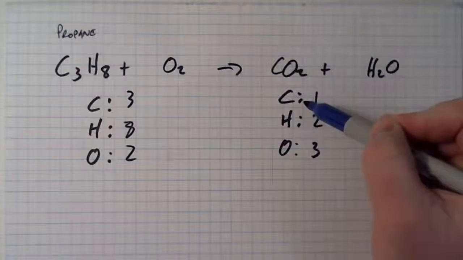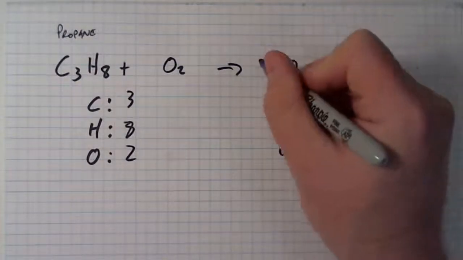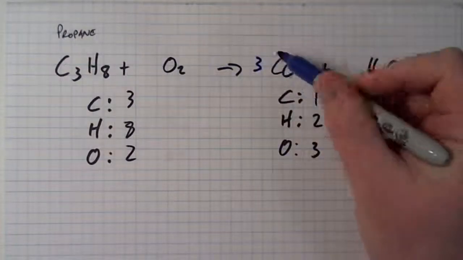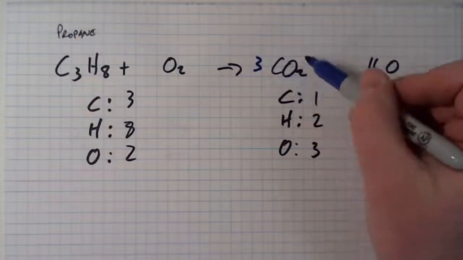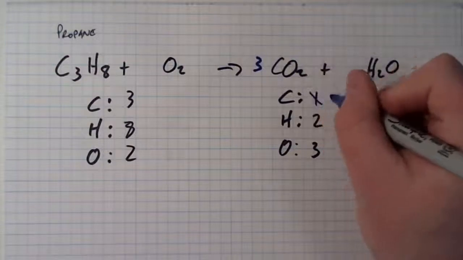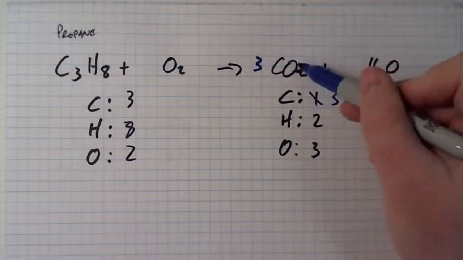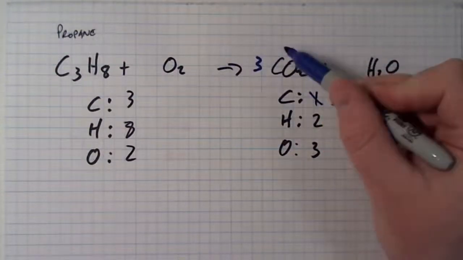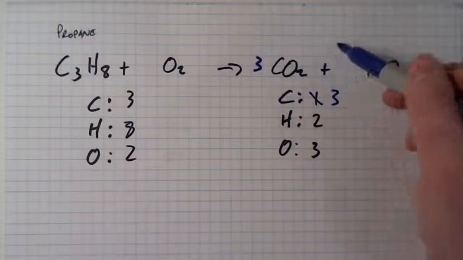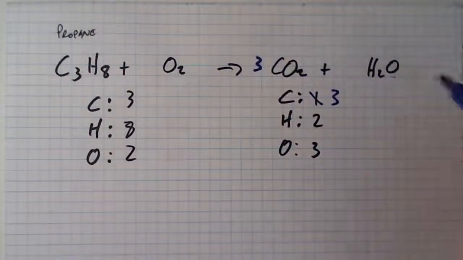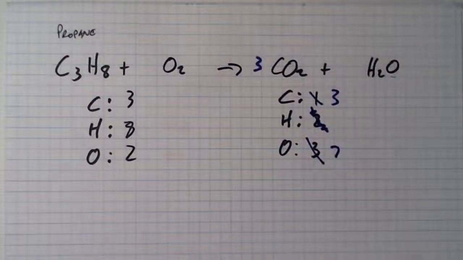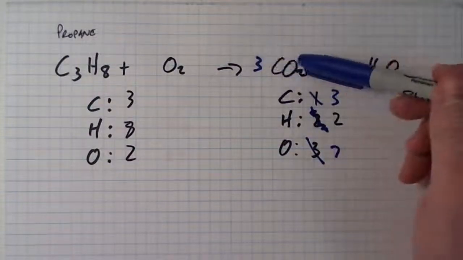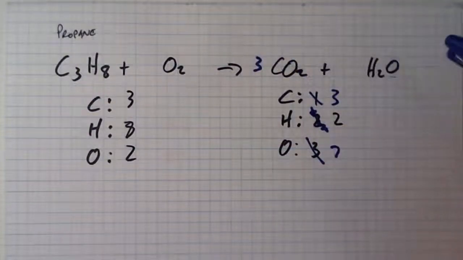This time, though, we have to fix the C's. Okay, so how do we fix the C's? We're going to put a 3 here. Now this 3, remember, means that I have 3 carbon dioxides. So that will change the number of carbons, but it also changes the number of oxygens. Not to 6, but to 7. Okay, why 7? 3 times 2 plus this guy.